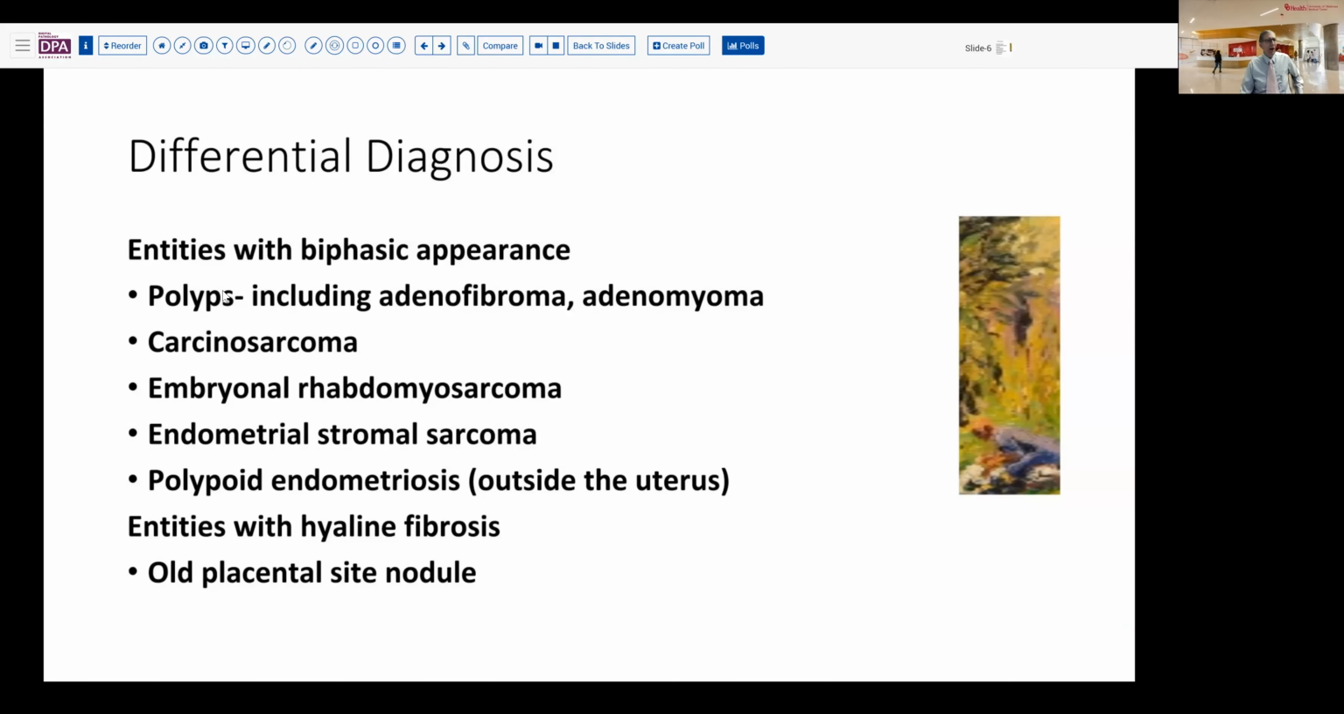So as we think about differential diagnosis of tumors that may have a biphasic appearance, of course, there are a number of benign ones: the polyps, adenofibromas, adenomyoma, atypical adenomyoma.